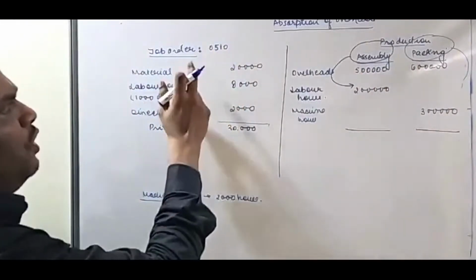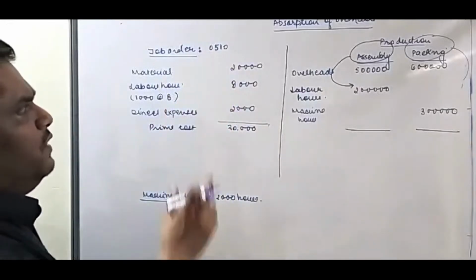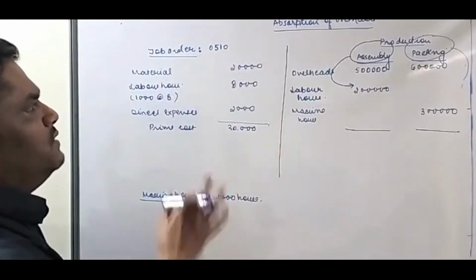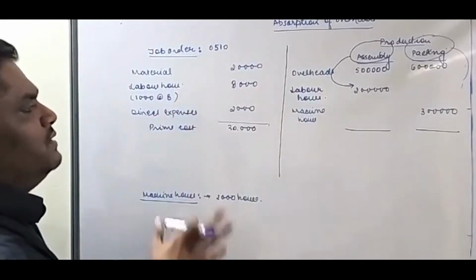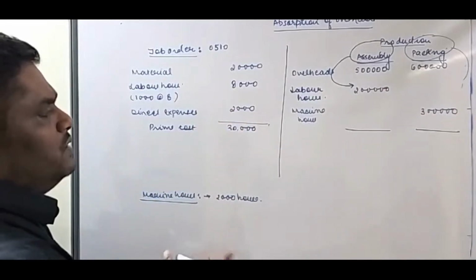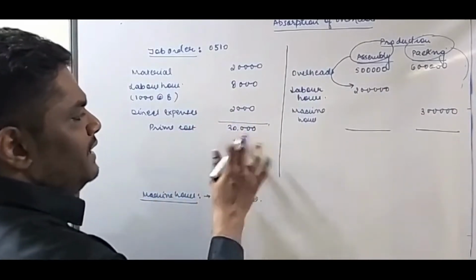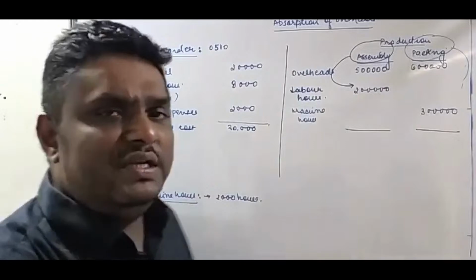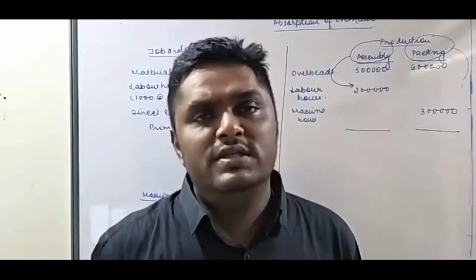We have received a job order number 0510, wherein the material cost is 20,000, the labor cost is 8,000, direct expenses are 2,000, and we have got the prime cost, that is 30,000. Now my question is, is this the total cost? No, this is not the total cost.